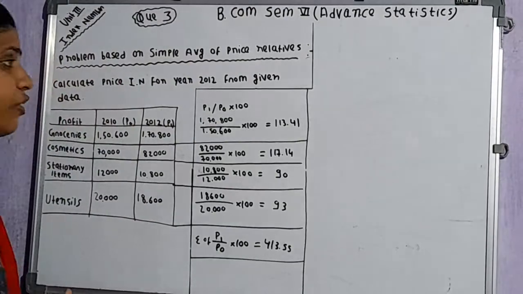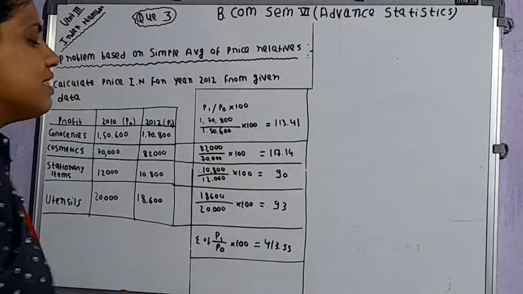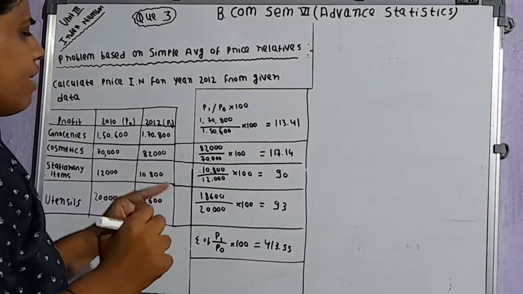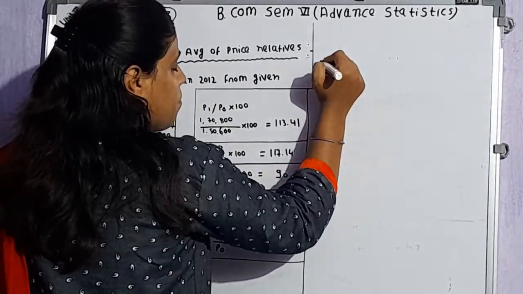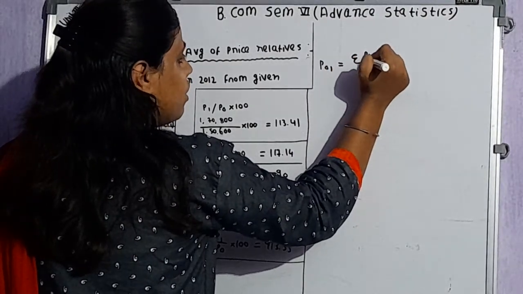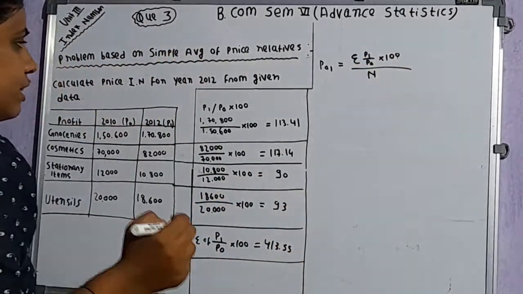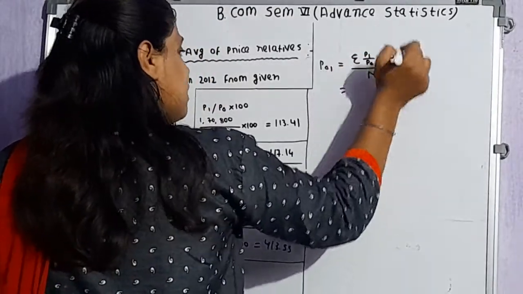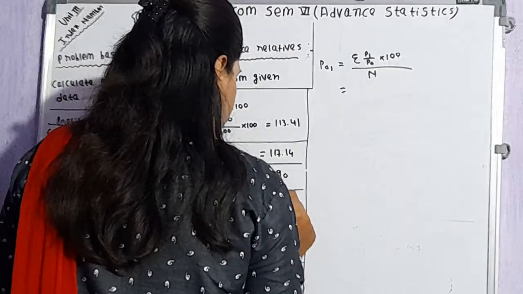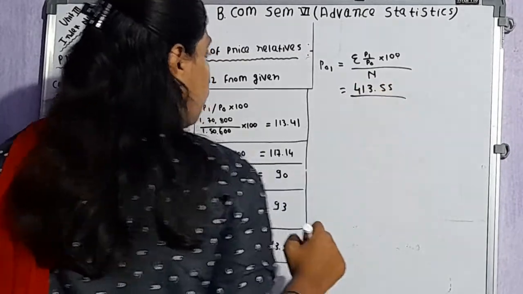Now we have to go for computing the index number by using these price relatives. What's the formula to compute the index number by this method of simple average of price relatives? It's going to be P01 is equal to the summation of price relatives upon n, where n means the number of items. This formula represents the summation of price relatives that we have already computed. So the summation of price relatives is 413.55.